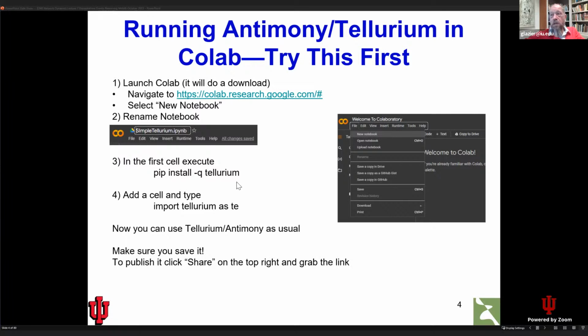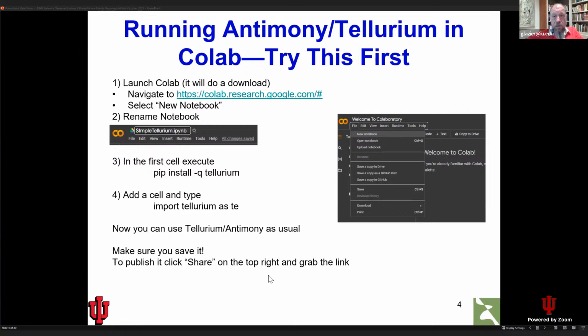You'll need to install Tellurium. And if you look online, the instructions will be pip install -q tellurium. And then you should add a cell and type import tellurium as te. And then you should be able to use Tellurium and Antimony as usual. And there's this save option at the top right, which will let you publish either to GitHub or to a Google Drive.